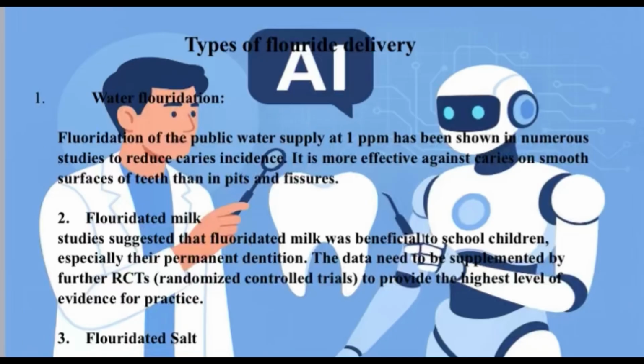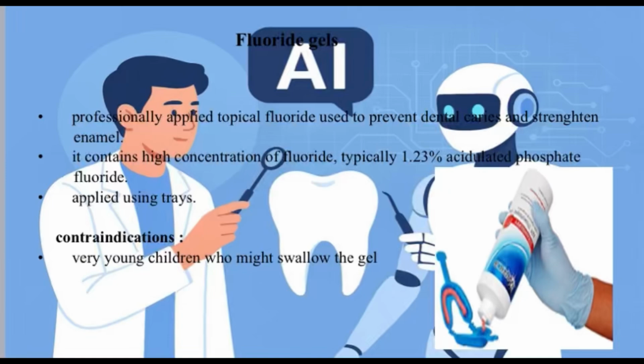Types of fluoride delivery. 1. Water fluoridation. Fluoridation of the public water supply at 1 ppm has been shown in numerous studies to reduce caries incidence. It is more effective against caries on smooth surfaces of teeth than in pits and fissures. 2. Fluoridated milk. Studies suggested that fluoridated milk was beneficial to school children, especially their permanent dentition. The data need to be supplemented by further RCTs, randomized controlled trials, to provide the highest level of evidence for practice. 3. Fluoridated salt.